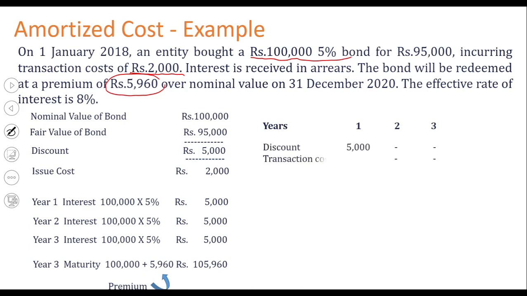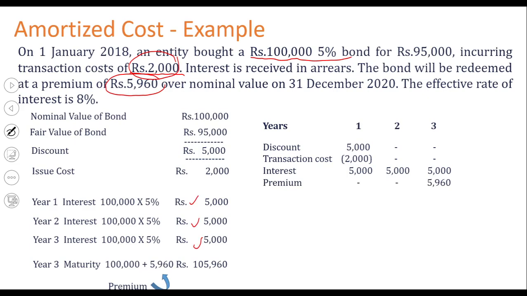If you take these 3 years, you are getting the discount in the first year, right? Because by the time you invest in this asset, you are getting this discount. In year 1, you are getting that benefit. And also by the time you purchase, you have to incur a transaction cost of 2,000. That is also a transaction cost relating to the first year. And you are getting interest over a period of 3 years, right? First year, second year, and the third year, 5,000, 5,000, 5,000. And also at redemption, you are getting a premium of 5,960.